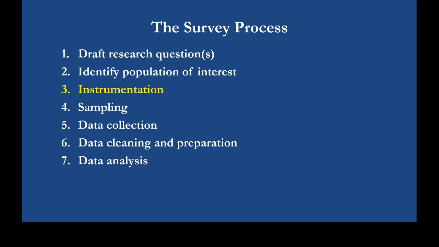So once you've identified your population of interest with a high degree of specificity, the next thing is instrumentation. That's what we're going to focus on today. Instrumentation is the process of figuring out how you're going to get the data that you need to answer your research questions from that population of interest that you've identified.